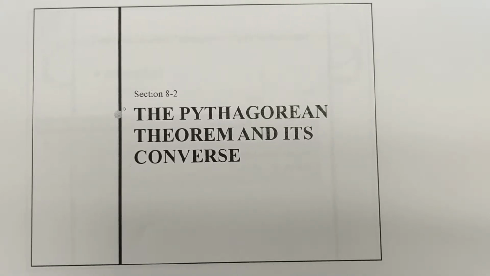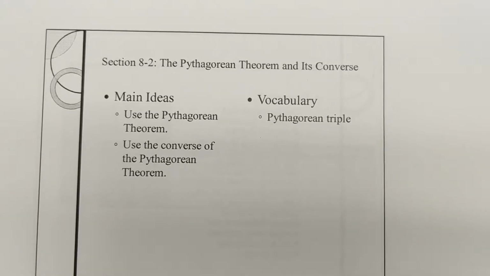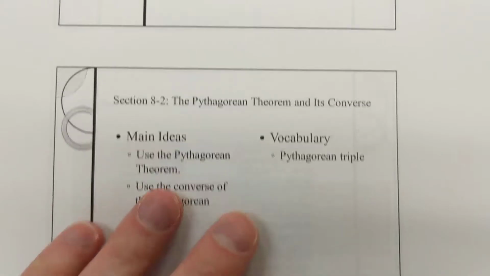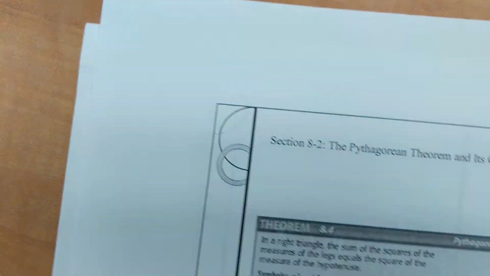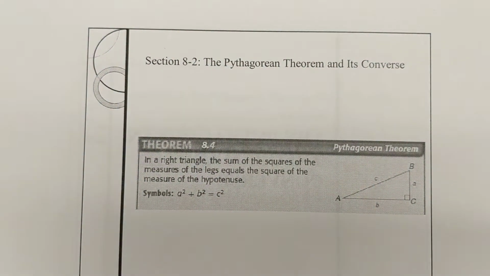All right, here we have section 8.2, Pythagorean theorem. So main ideas: use the Pythagorean theorem and use the converse of the Pythagorean theorem. So vocab: Pythagorean triple. So Pythagorean theorem, its converse.